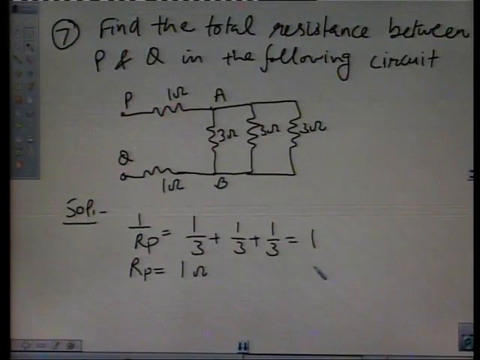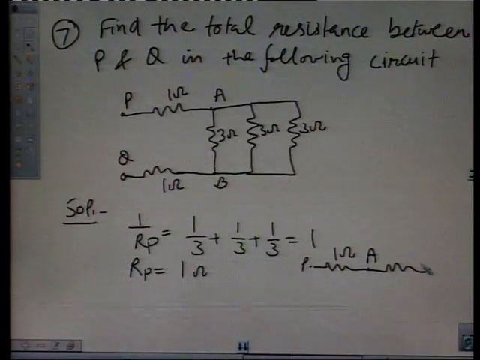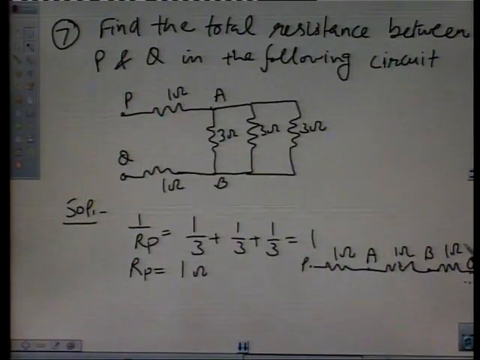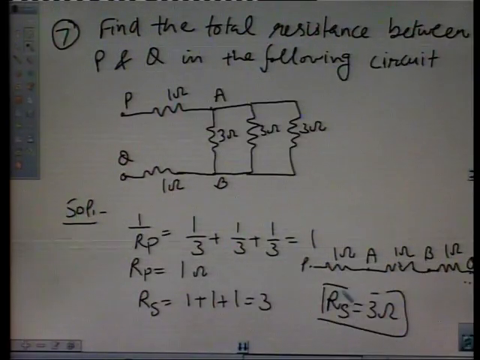Now we can draw the diagram as this 1 ohm resistance, this point is P and this is A. Between A and B we have the total resistance, which is also equal to 1 ohm. This point is Q. Between B and Q again the resistance is 1 ohm. Now we have three resistances 1, 1 and 1 which are connected in series. So the total resistance in series is equal to 1 plus 1 plus 1, which is a simple sum of these three resistances. It comes out to be equal to 3. So Rs is equal to 3 ohm. So this is our final result.